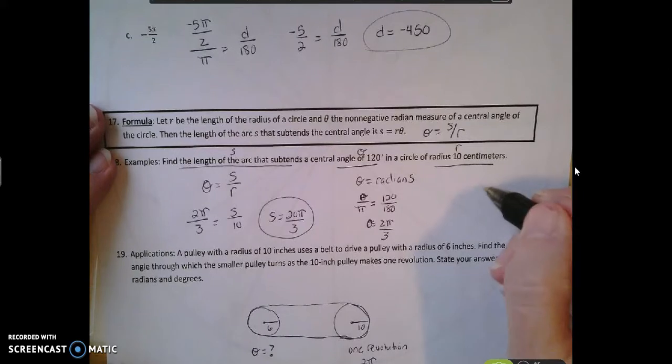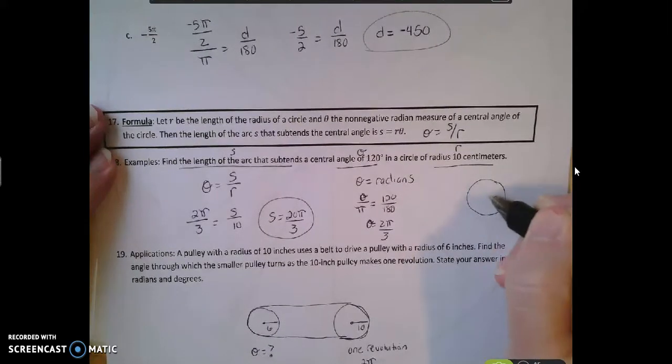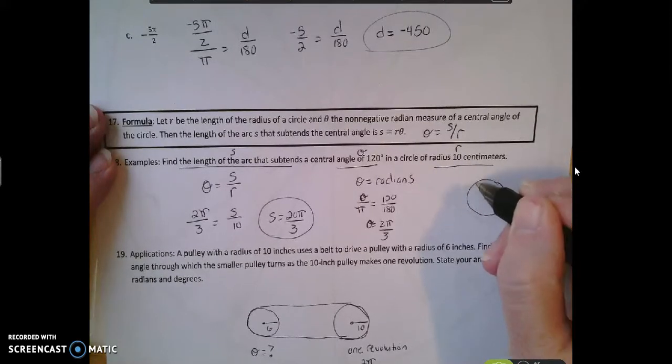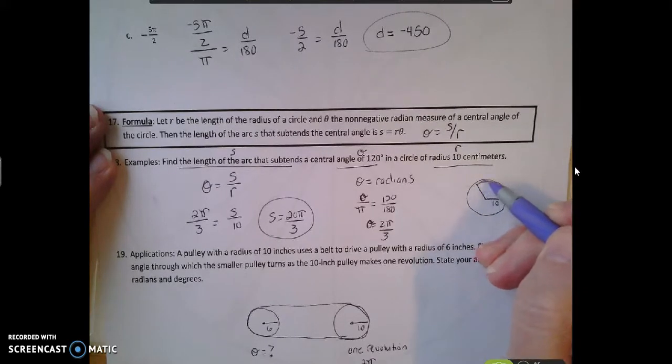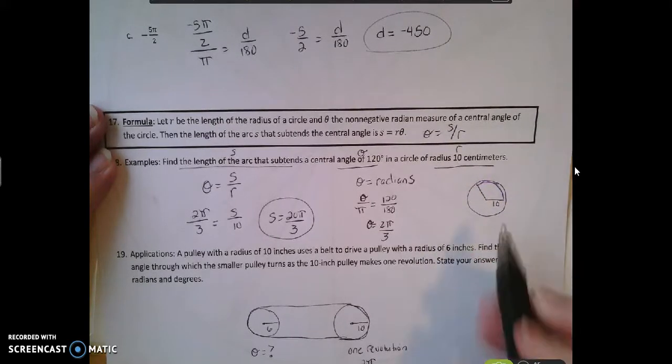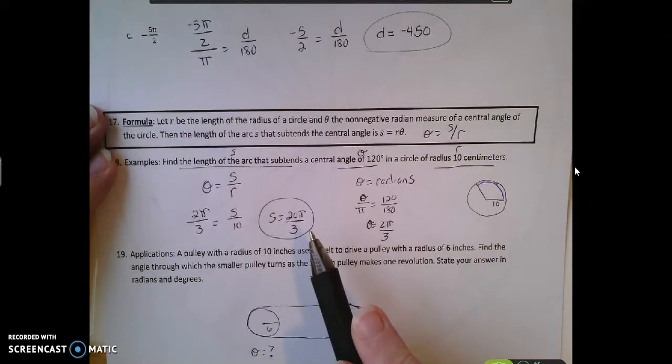So what that's saying is that I have a circle with a radius of 10, and I have some angle, the angle is 120 degrees, and I'm looking for the measure of this arc right here, okay, and the measure of that arc is 20 pi over 3.